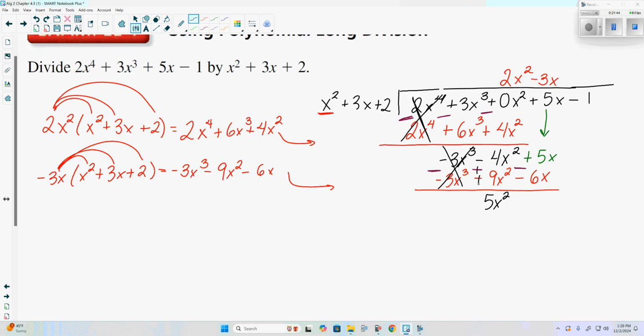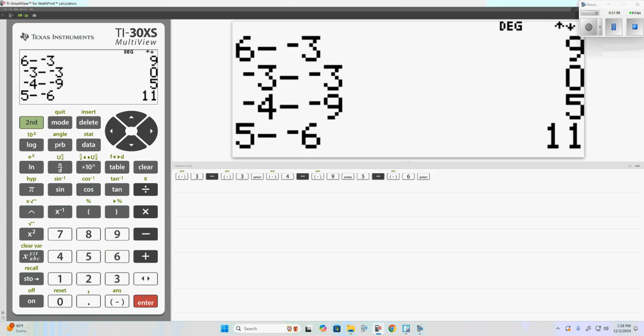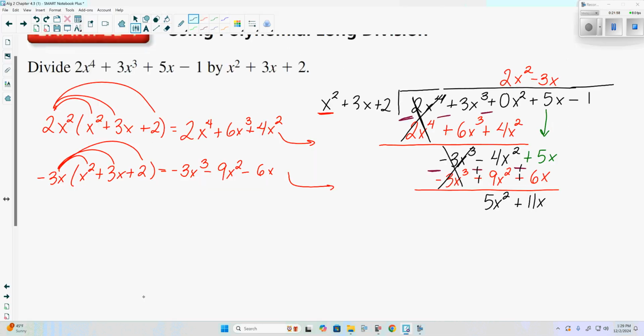And lastly, 5x minus negative 6. Well, the negative would make a plus. 5 plus 6 is 11, plus 11x. 5 minus negative 6 tells us it's positive 11. Can't type the whole thing in, but I can type the coefficients. I can type the numbers in front of the variables. And once we finish doing that subtraction, we bring the next term down.